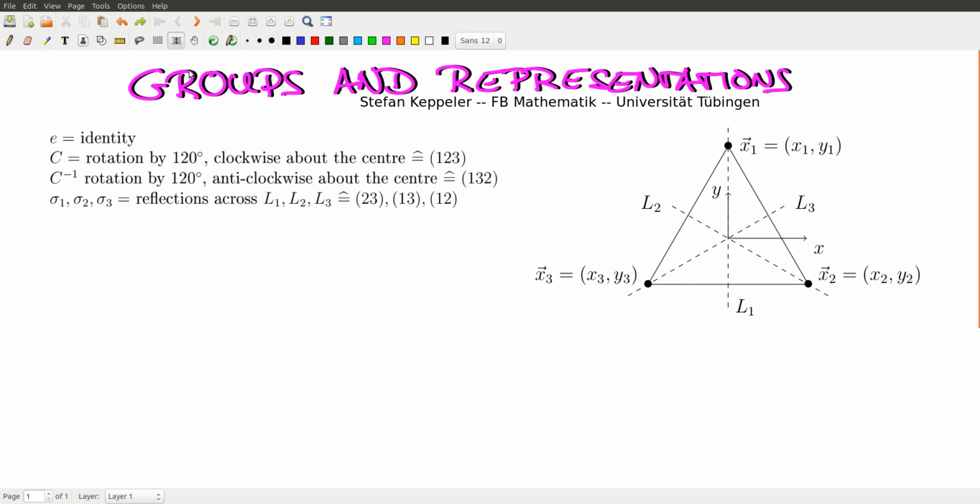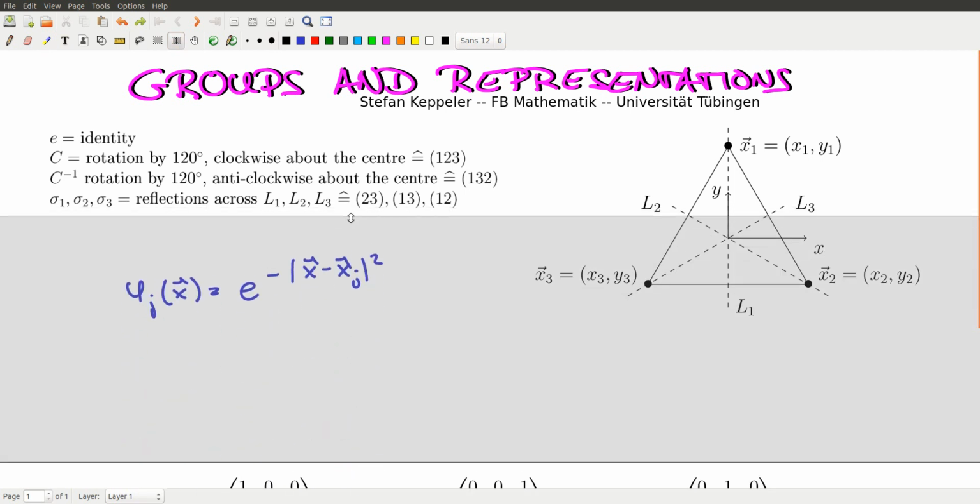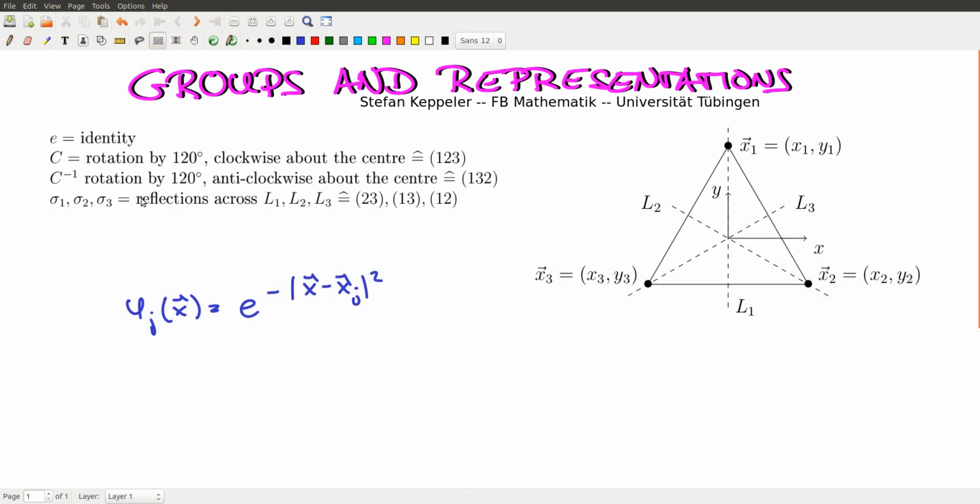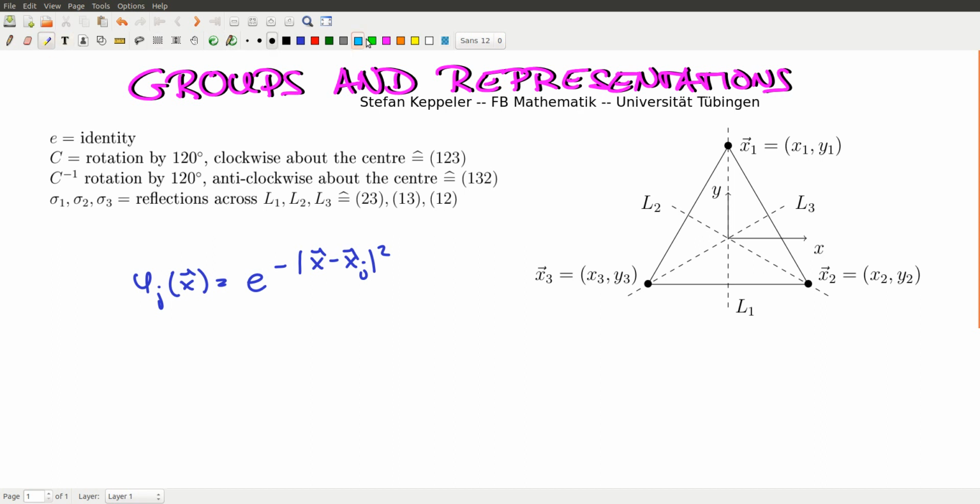Next, we introduce some functions here, these phi j's, which are Gaussians centered at the corners of the triangle. So let's say it could look like this. If you put one here in the x2 corner, maybe this is what it looks like. And now let's see what happens when we apply our OA operators.